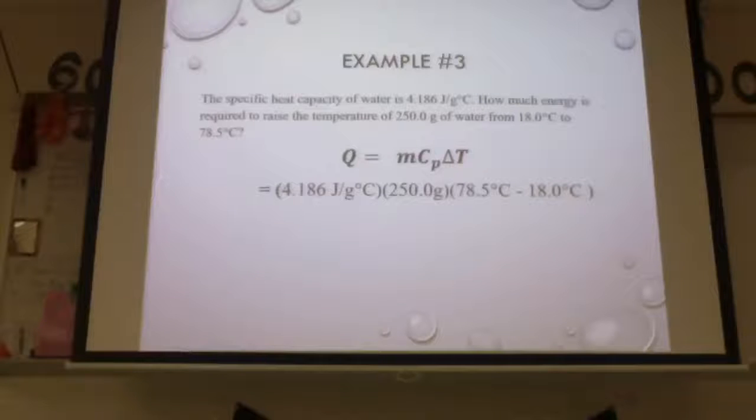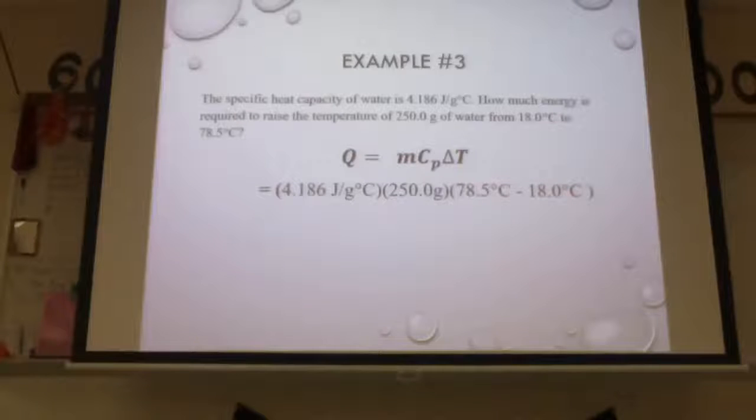Change is defined as what minus what? Just in general, change is final minus initial. So I started from 18 and I went to 78.5. So what is my final? The 78.5. That's why it's 78.5 minus 18.